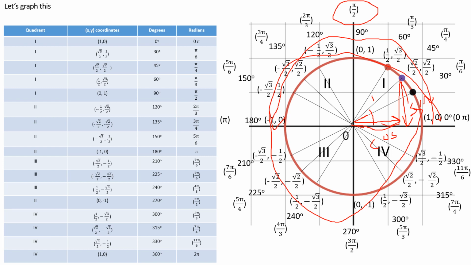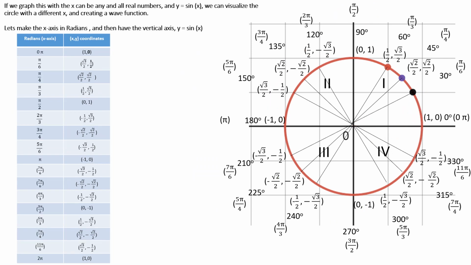Now I want to go to the next page, and I want to narrow this information down, because we're not going to look at the quadrants right now. We're going to look at just the xy coordinates and the radians. So this is our same circle, same information, but all I have is, in the first column, radians, and then the equivalent location of it in xy coordinates. In other words, 0 pi, which is right here, is the same as 1, 0.